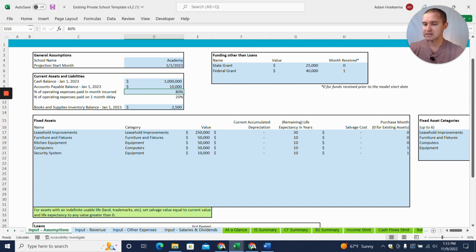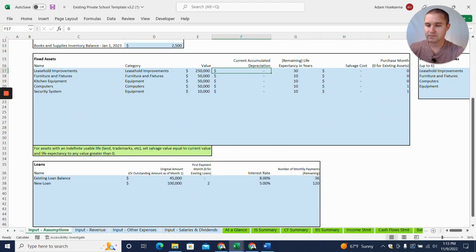Let's look at the fixed assets. You can put in your existing fixed assets if you have them on your balance sheet, and then the existing accumulated depreciation. So if you're an existing school, you want to pull your balance sheet and put in these numbers, the value and the depreciation amount for each of your fixed assets into the model here.